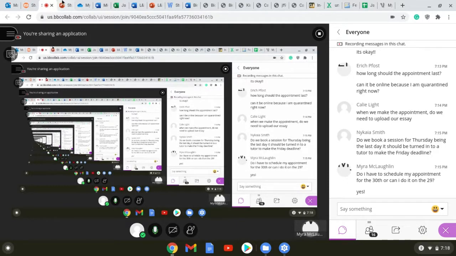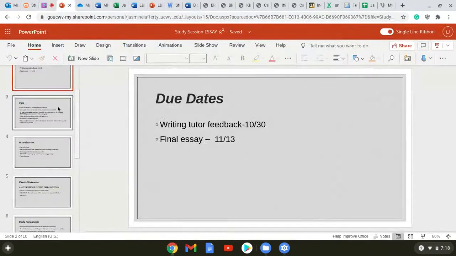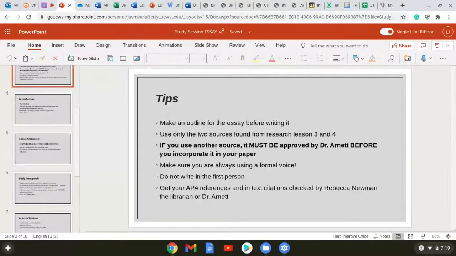Okay. So now let's get into the meat and potatoes of actually writing your paper. So here's just some tips that I found helpful when writing my own paper. And some of them are just general good research paper rules.